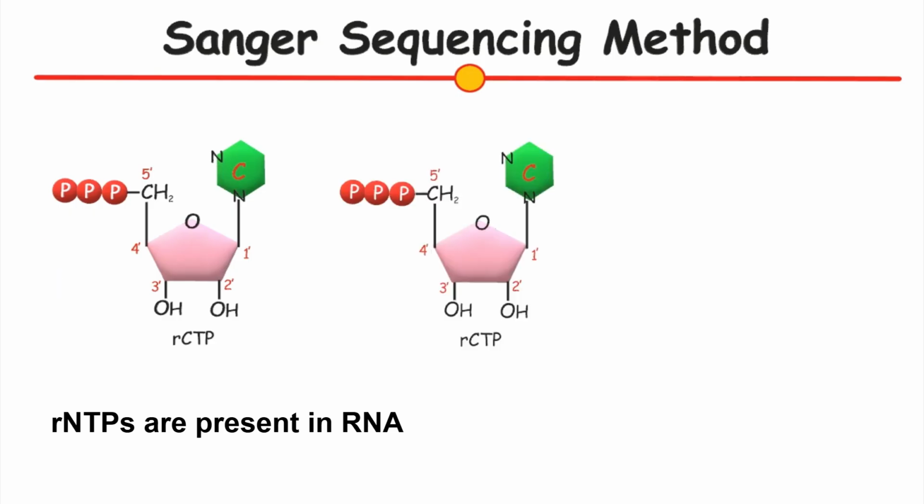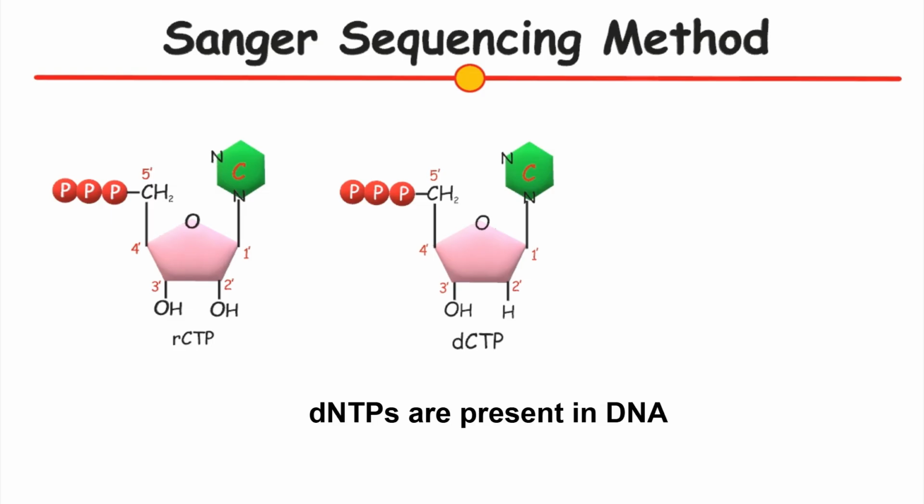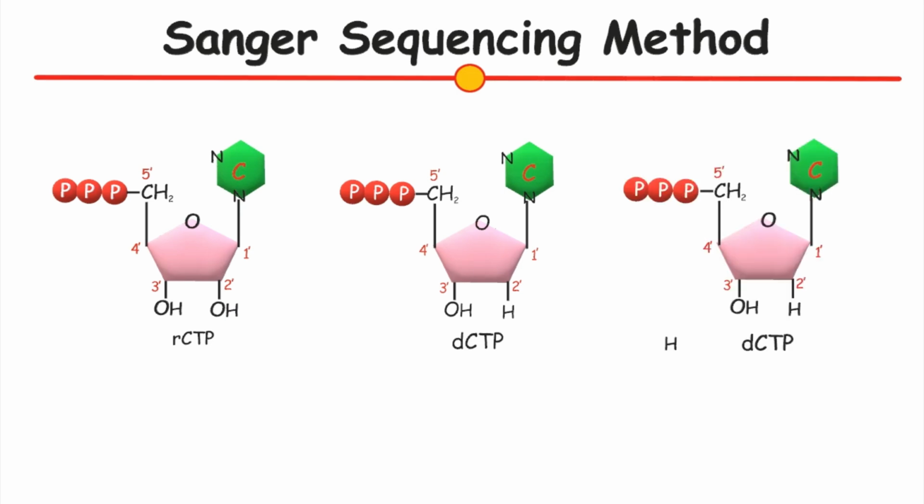The second one is a deoxyribonucleotide. At the 2' position, one OH group is replaced with a hydrogen atom. It is called deoxycytosine triphosphate, or dCTP, and it is found in DNA. The third one has both 2' and 3' OH groups replaced with two hydrogen atoms. It is called a dideoxyribonucleotide, and here it is ddCTP.